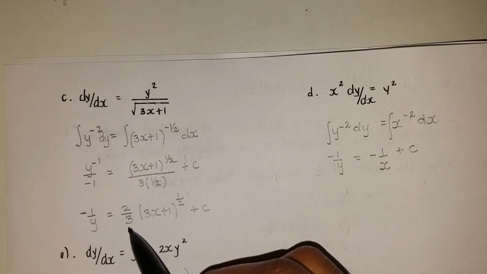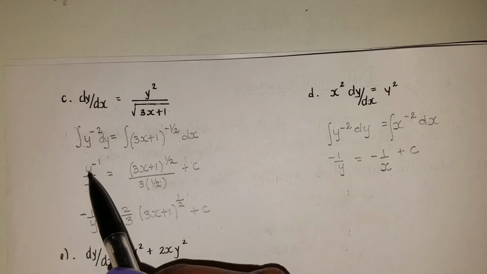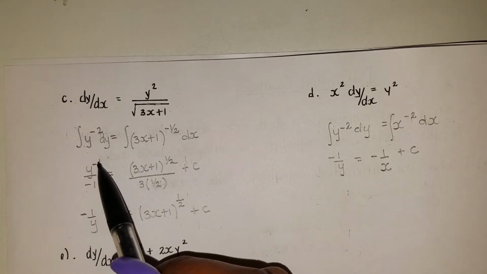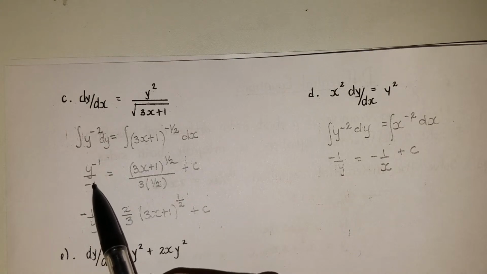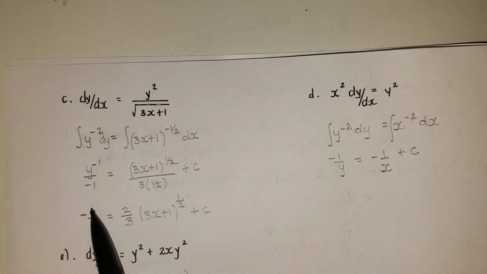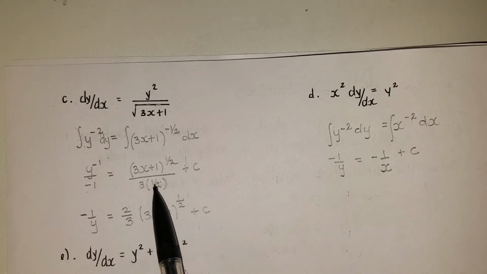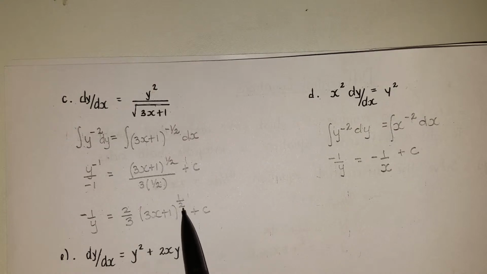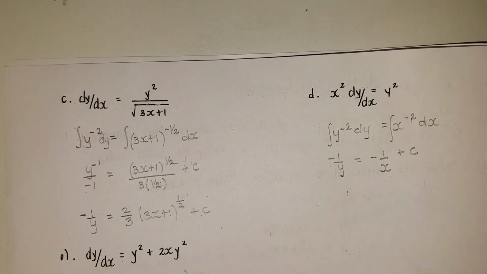Now, y raised to negative 1 is the same as 1 over y. And since it's being divided by negative 1, it can be written as negative 1 over y. So this here is our general solution. Negative 1 over y equals 2 over 3, 3x plus 1 raised to the half, plus c.